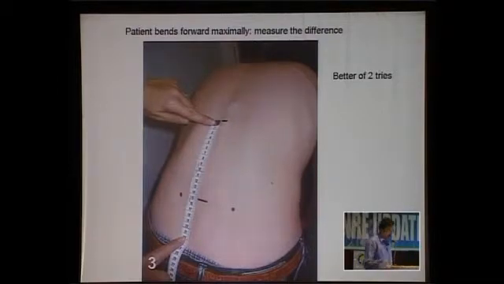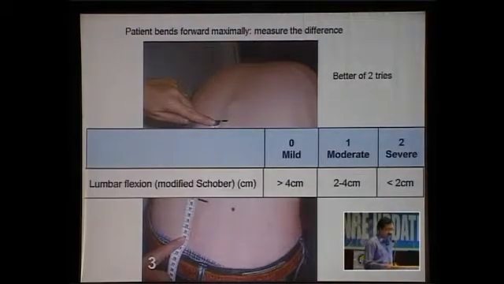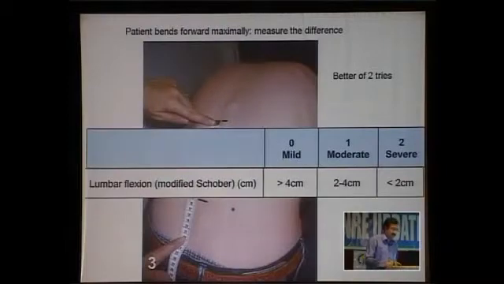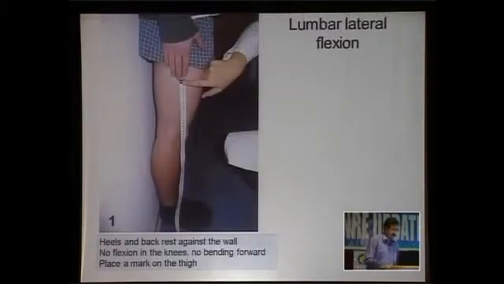You have to give 2 tries, and if it is more than 4 it is normal, 2 to 4 is moderate, and less than 2 is severe. There are different ways, but this is what is recommended by ASAS. BASDAI has a slightly different system, but about Schober's, whatever system you use is fine, but you have to use the same system on follow up. That is the most important thing.